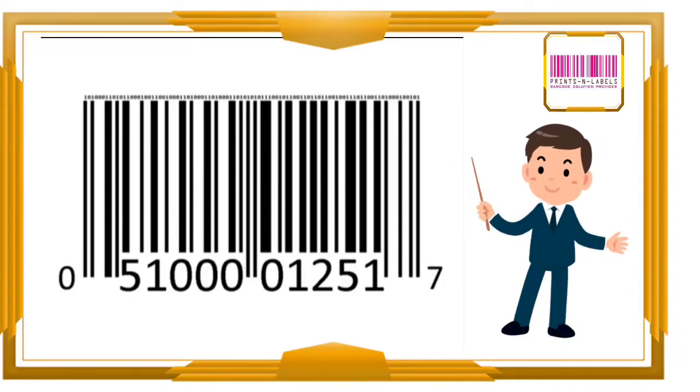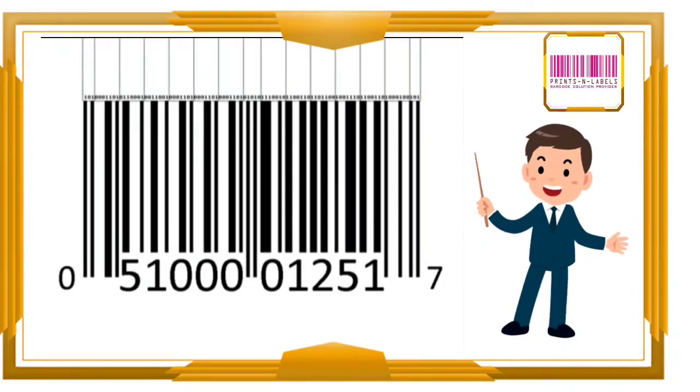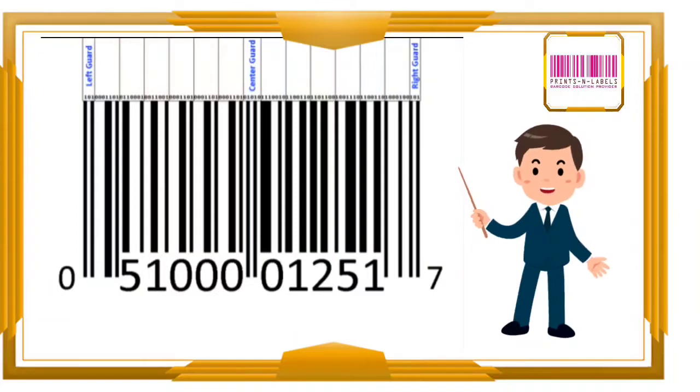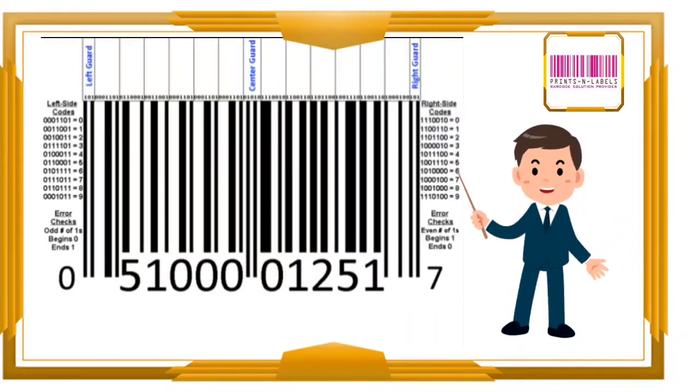These ones and zeros are then grouped into 15 different sections. 12 of these sections are used for the numbers that you see at the bottom of the barcode. The other 3 are used as guards. These guards let the computer know where the barcode begins and ends, and also where the 6 numbers on each side begin and end. This is important because the numbers on the left are identified based upon one set of codes, and the numbers on the right are identified based upon another set of codes.